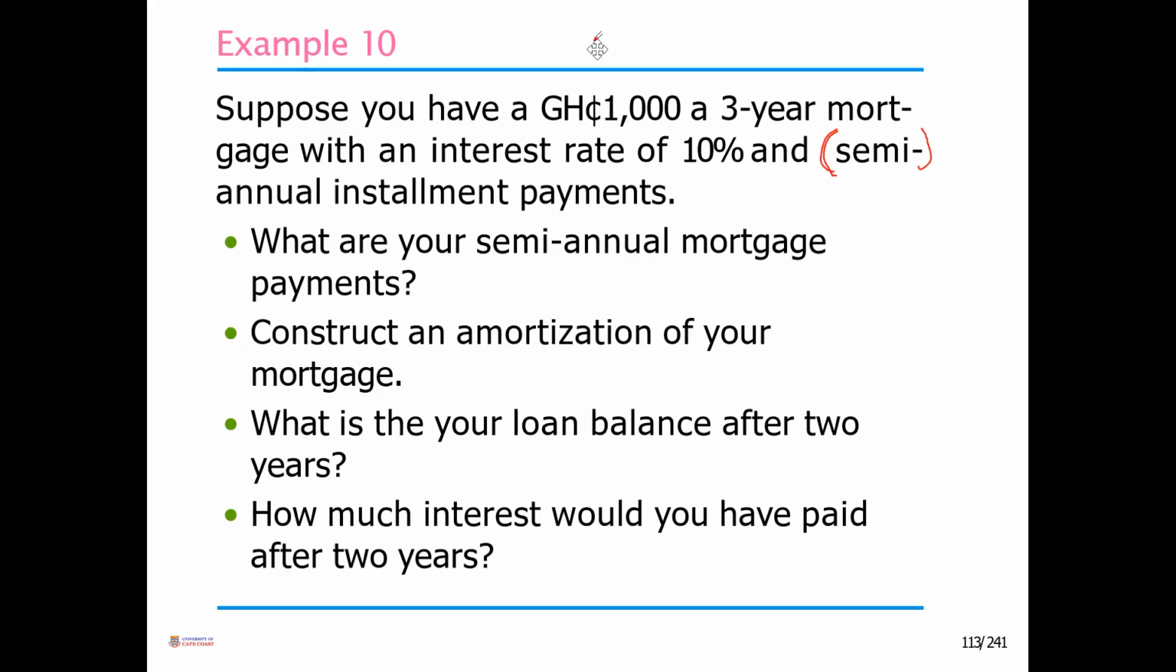So you are making a 3-year mortgage, but you are making what? Annual payment, all right? So the loan is 1,000. Years is 3, interest rate is 10%. So we want to know our installment payment, right?